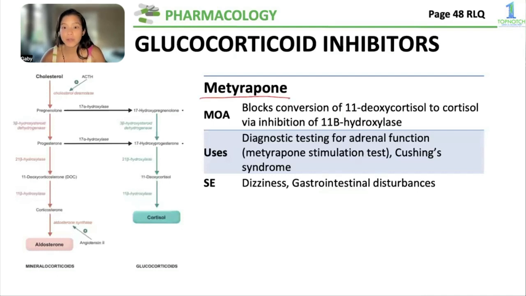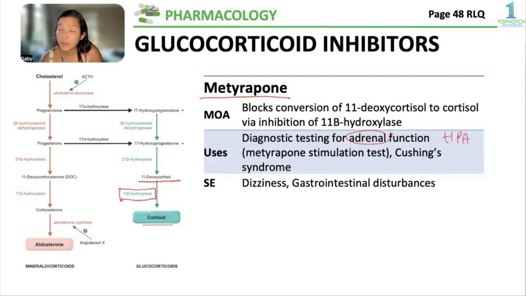So what does metyrapone do? Metyrapone blocks the conversion of 11-deoxycortisol into your active cortisol via inhibiting 11-beta-hydroxylase. So why would we want to inhibit 11-beta-hydroxylase? We use it as a diagnostic test to check kung ang problema ba ay ang adrenal glands or ang ating HPA axis. So what do I mean by this?